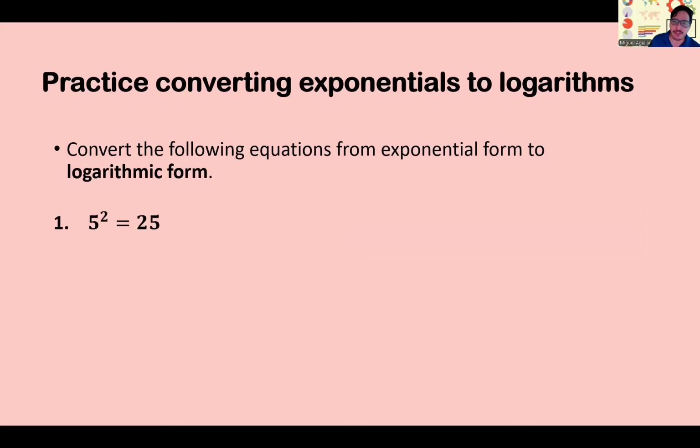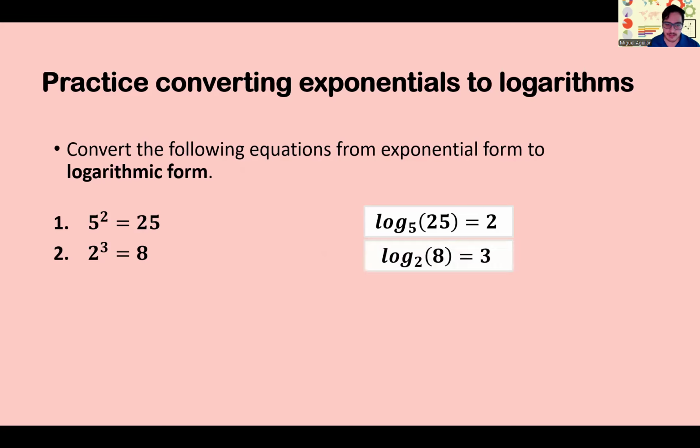So we've already gone through some practice doing this forwards. So 5 to the second power equals 25 is the same thing as log base 5 of 25 equals 2. 2 to the third power equals 8. Can you guys give me that as a logarithm? Log base 2, parentheses 8, equals 3. That's exactly right. 3 to the fourth power equals 81 is something that we did already, so that's going to be log base 3 of 81 equals 4.